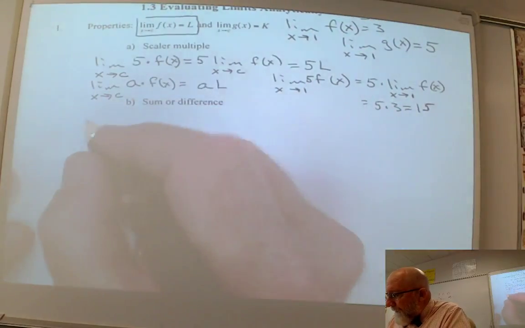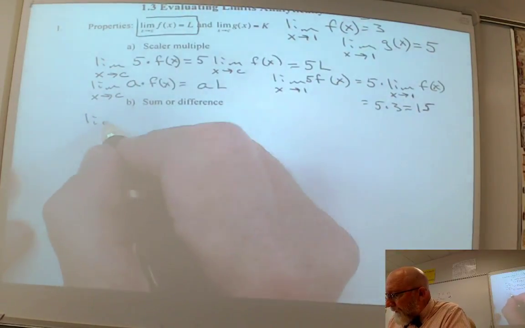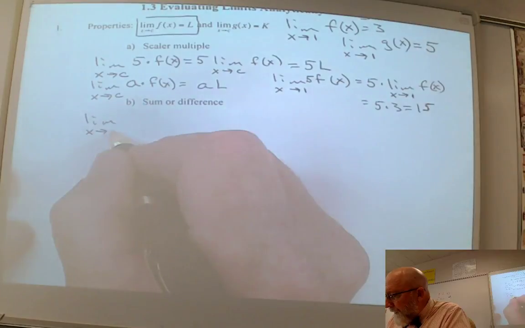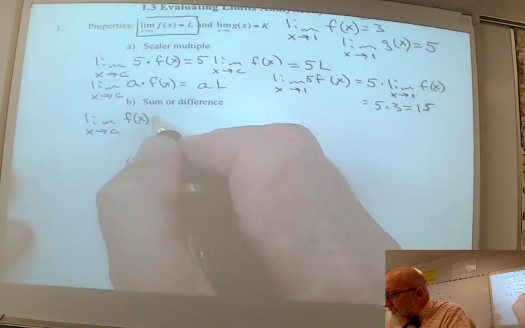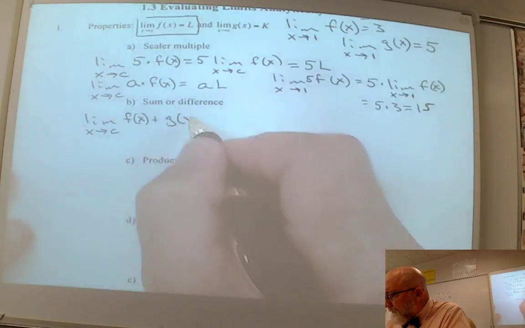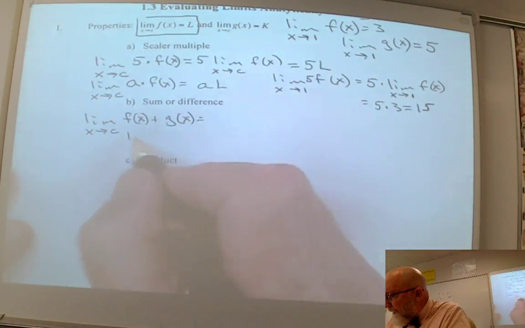All right, so if I have this, the limit as x approaches c of f of x plus g of x, that's the same as two limits being added together.